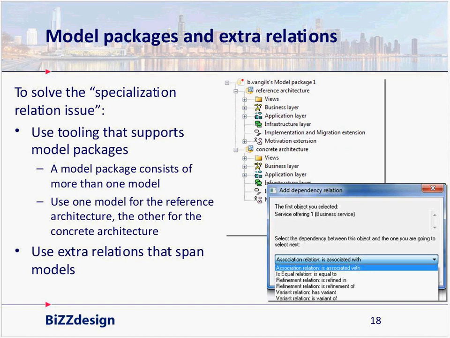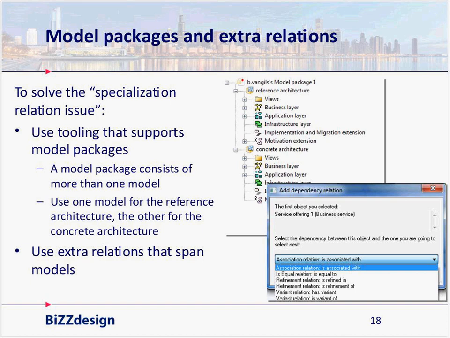Now remember what we're trying to achieve here, which is to relate elements from one model to elements from another model. To achieve this, we start by putting both models, that is the reference model and the concrete model, in the same model package. You can see that here on the top right part of the screen. Each model is a regular ArchiMate model, with its own views, its own application layer concepts, its business layer concepts, and so on.